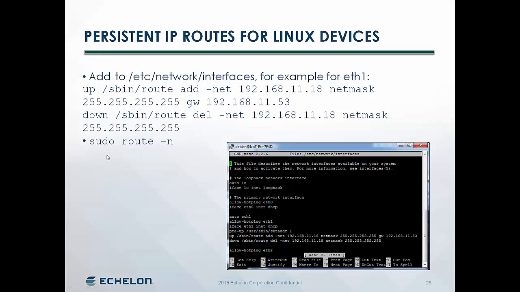And then, should you wish to see the existing routes, you can use sudo, or superuser do, and then route -n. As we can see down here, an editing session in Nano where we've got exactly the up and the down persistent routes added.